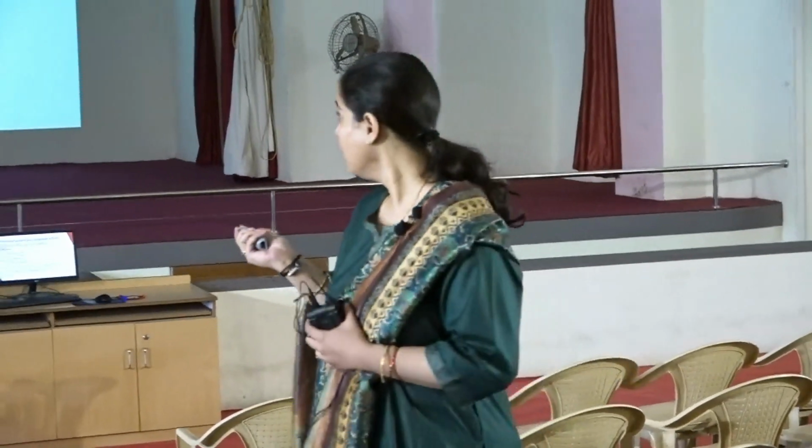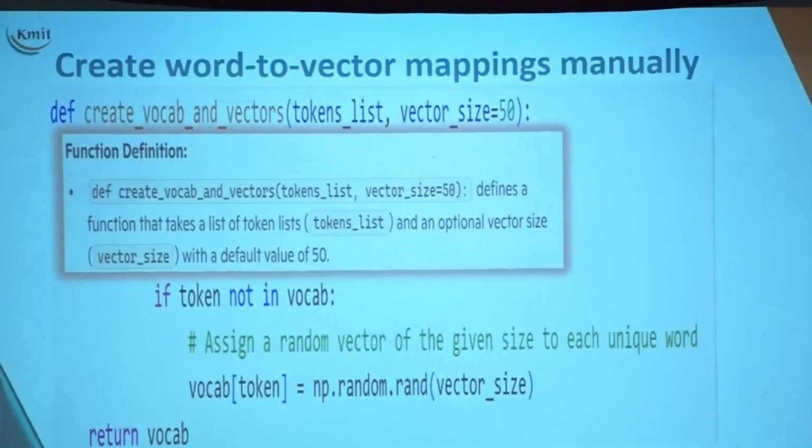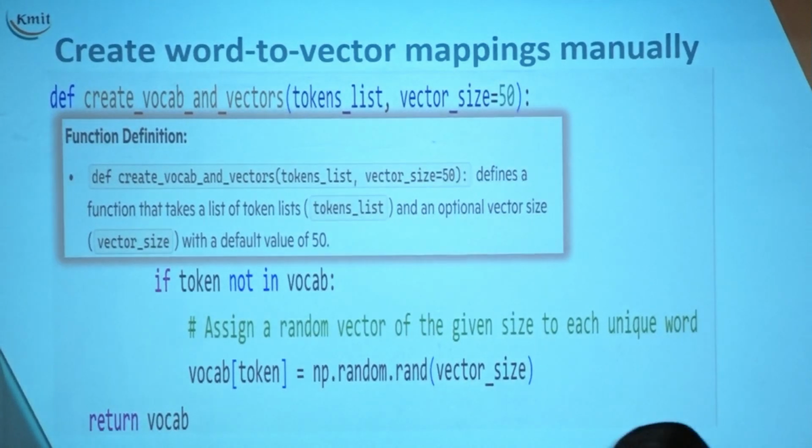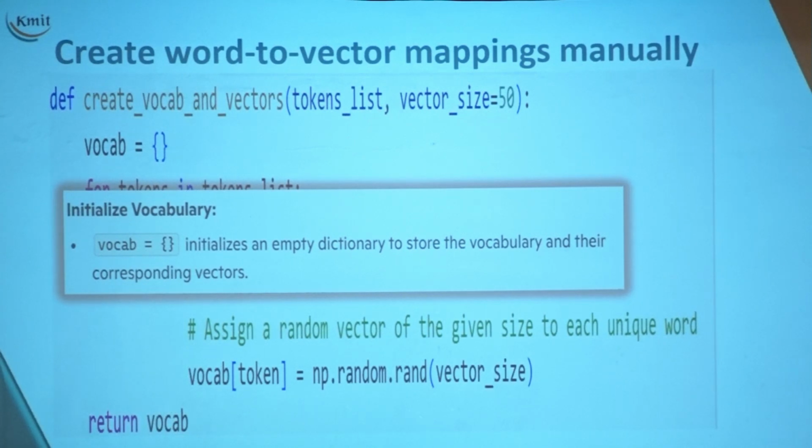So the first thing that we have created here is a function that takes a list of tokens and an optional vector size. By default, it is 50. If you want to change, you can change. Now, I am building a vocabulary. What should a vocabulary be like? It should be a dictionary. So my first step would be to initialize my dictionary, which I am naming here as vocab.